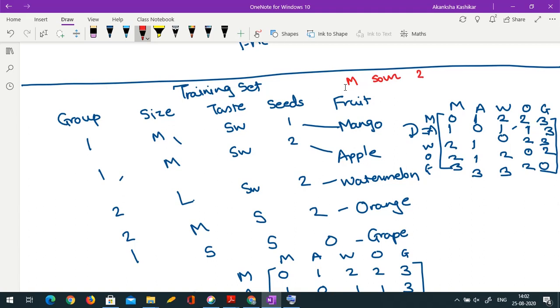So distance from each of these, let me write here. Distance of guava: for mango, size is same, taste is different, seeds is different. So distance would be 2. For apple, size is same, taste is different, seeds is same. So the distance would be 1. For watermelon, size is different, taste is different, but the seeds is same. So 2. For orange, size is same, taste is same and seeds is also same. So the distance is 0. And for grape, size is different, taste is same, seeds is different. So the distance is 2.